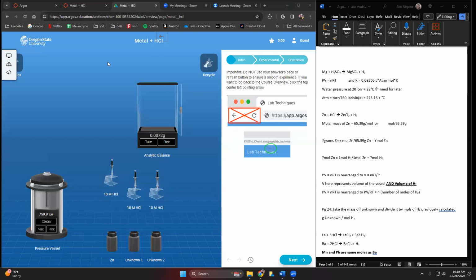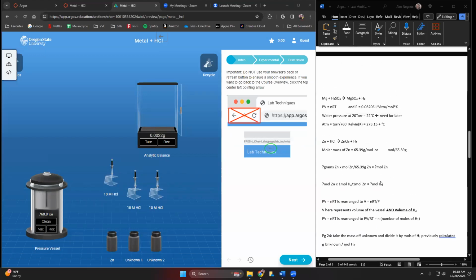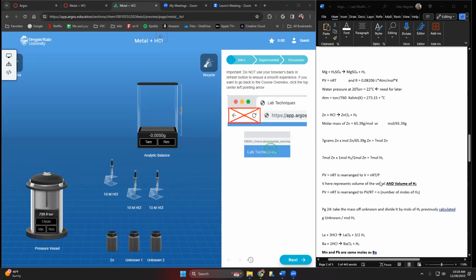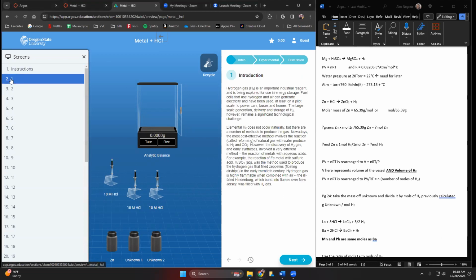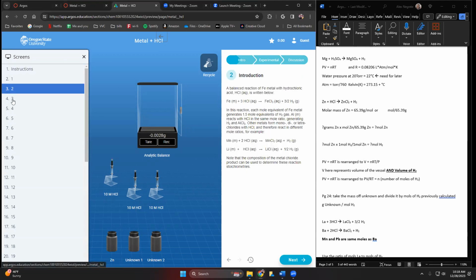This is for metal and hydrochloric acid. There's a lot going on for the calculations for this particular lab. So I'm going to skip through some of these, the background information, the intro. You can read all that.